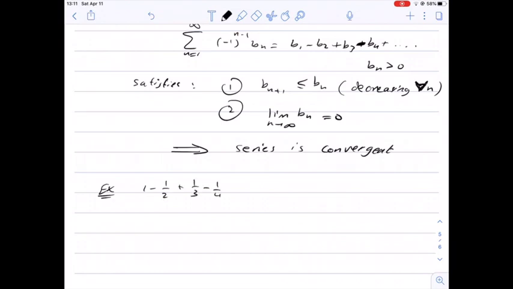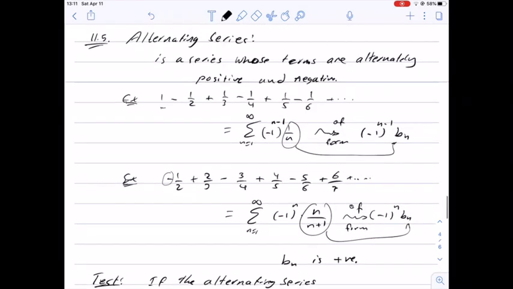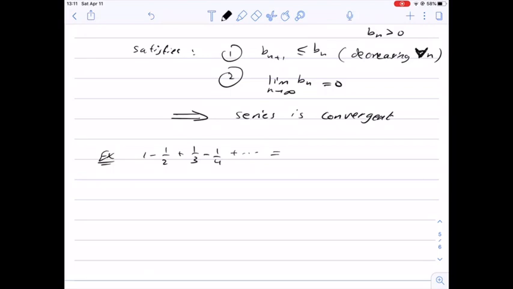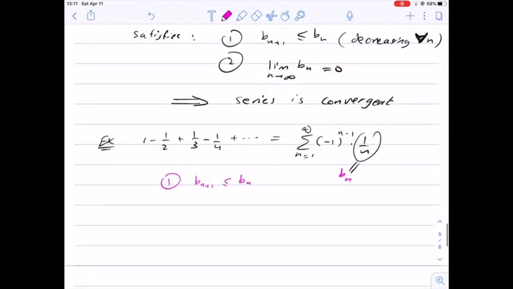For example, 1 minus 1/2 plus 1/3 minus 1/4, the one that we talked about here, which is an example of alternating series. This is the sum of (-1)^(n-1) times 1 over n, from 1 to infinity. This is Bn. So we want to check the two conditions. The first condition is Bn+1 is less than or equal to Bn. That means the next term is less than the current one. That means the sequence is decreasing.